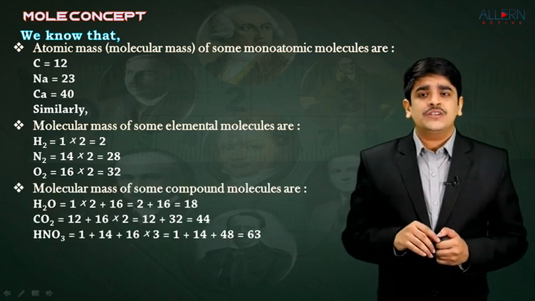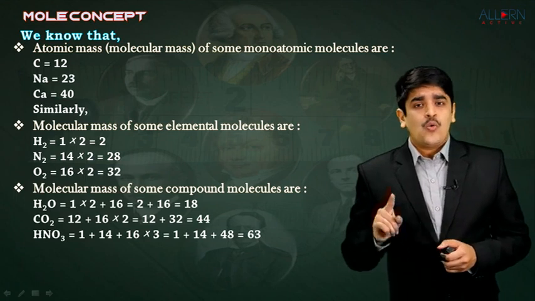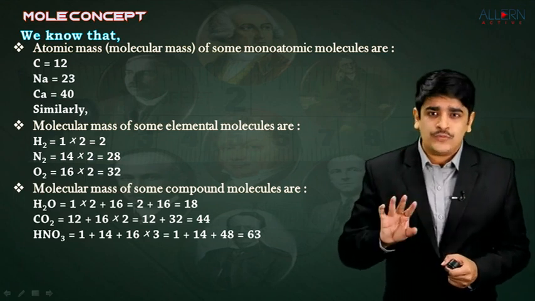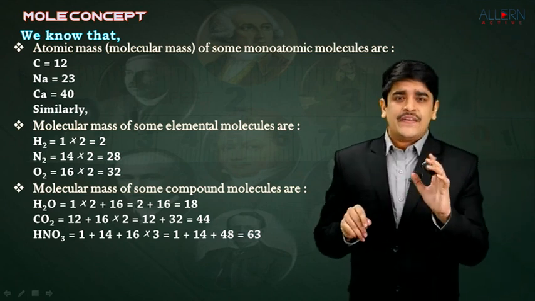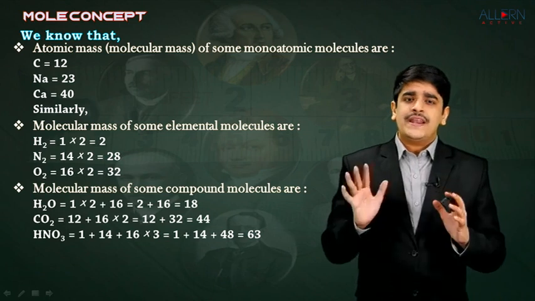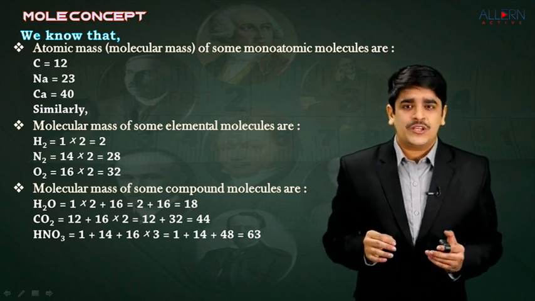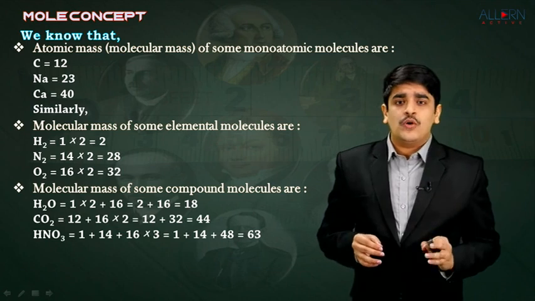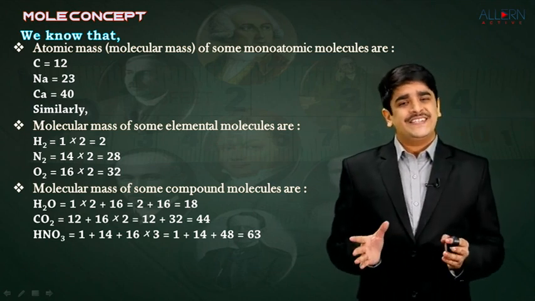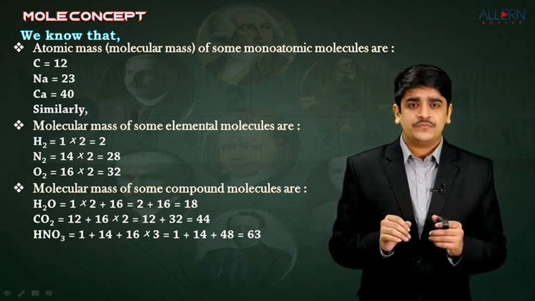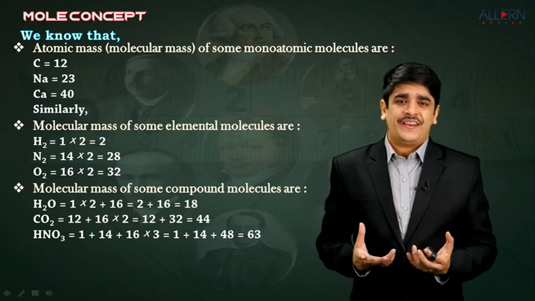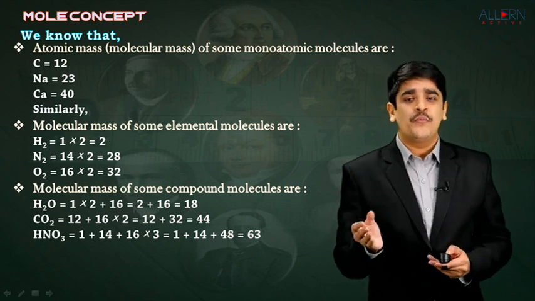Molecular masses of certain compounds. For water, one atom is the mass of hydrogen, there are 2 of those, so 1 into 2. 16 is the weight of oxygen, so plus 16 gives me 18. For carbon dioxide and nitric acid, I have already calculated in this particular module for you. So, one molecule of water is 18, one molecule of carbon dioxide is 44, one molecule of nitric acid is 63, something that we've already done. But now, let's give these weights a deeper meaning and connect them to the concept of the mole.